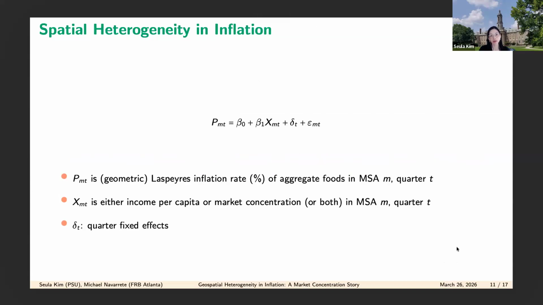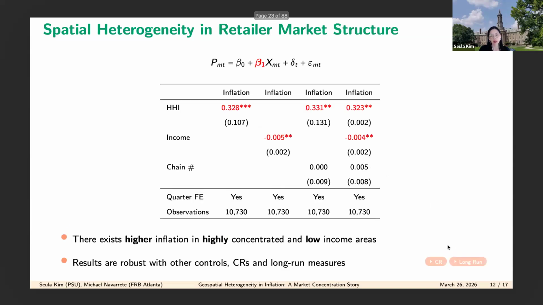And then furthermore, we try to relate the inflation variations to the variations in income as well as this market structure in the following way. So we are using the following regression where the main outcome is the Las Vegas inflation rate for agri-food at the MSA level. And then we try to regress it on either the income per capita or market concentration at the MSA level. And we find that there exists higher inflation in highly concentrated and also lower income areas. This is consistent with the figure that I showed earlier.